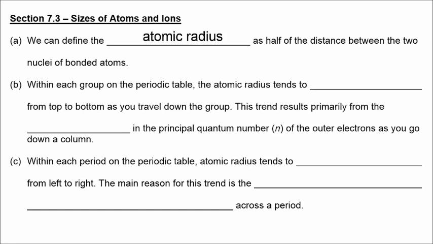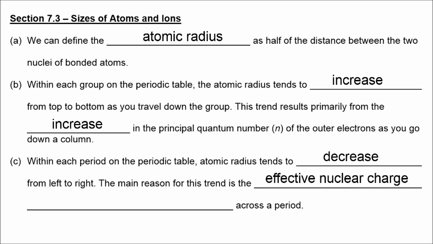We can define the atomic radius as half the distance between the two nuclei of bonded atoms, and within each group on the periodic table, the atomic radius tends to increase from top to bottom as you travel down the group. This trend results primarily from the increase in the principal quantum number of the outer electrons as you go down a column. Within each period on the periodic table, atomic radius tends to decrease from left to right. And the main reason for this trend is the effective nuclear charge increases across a period.